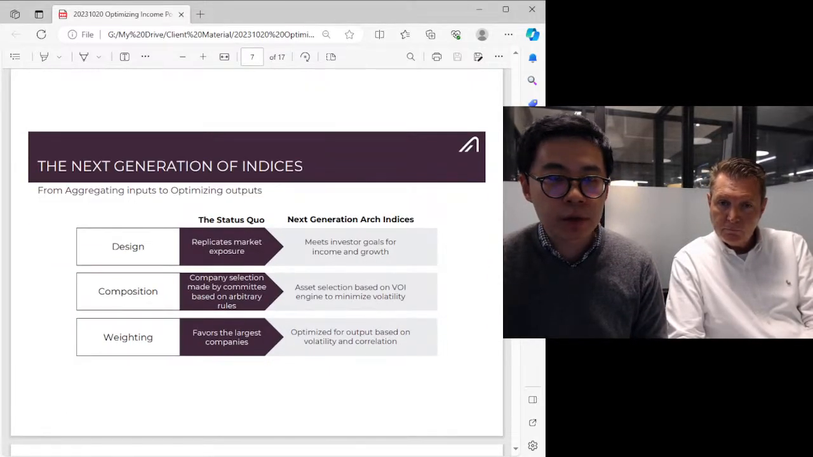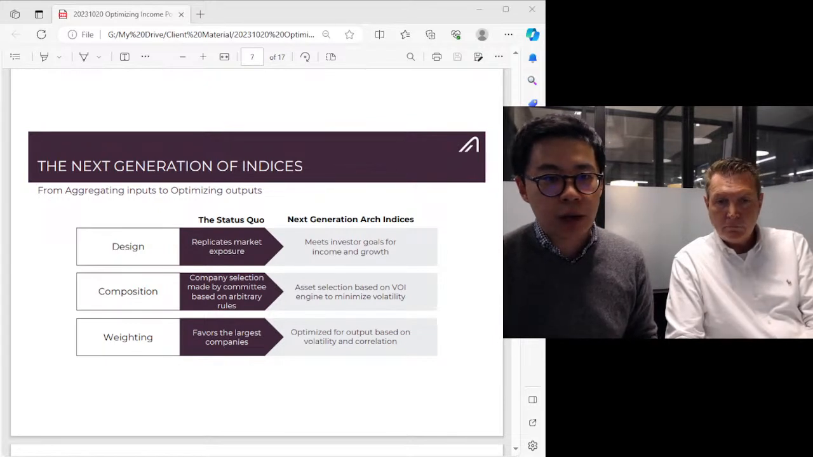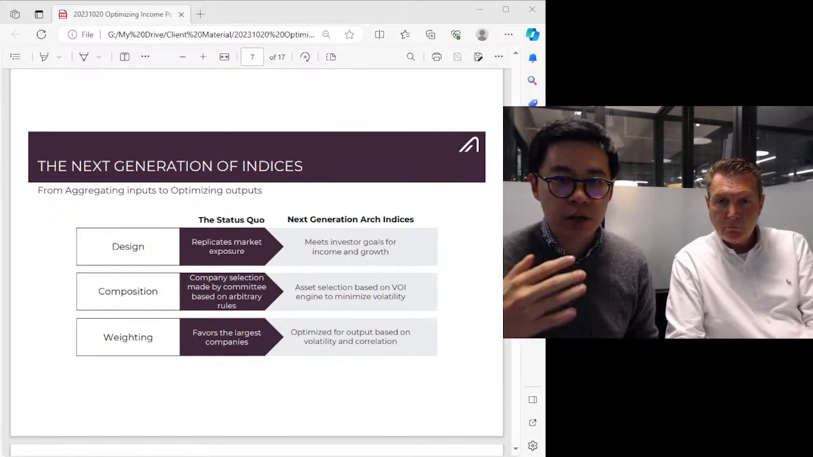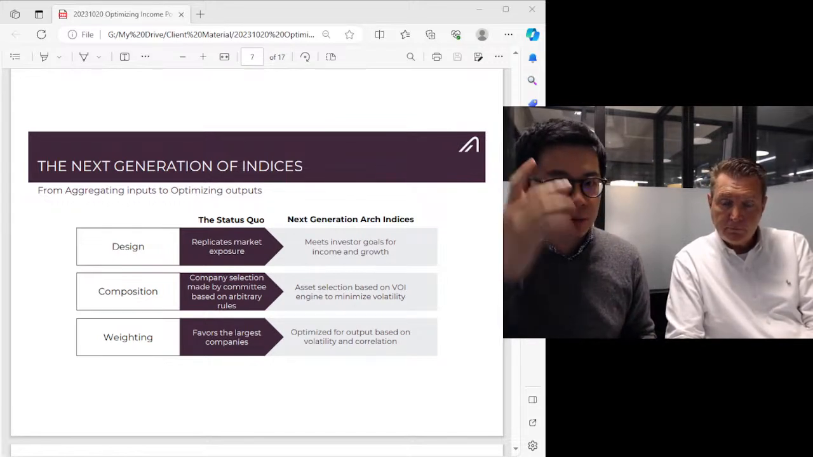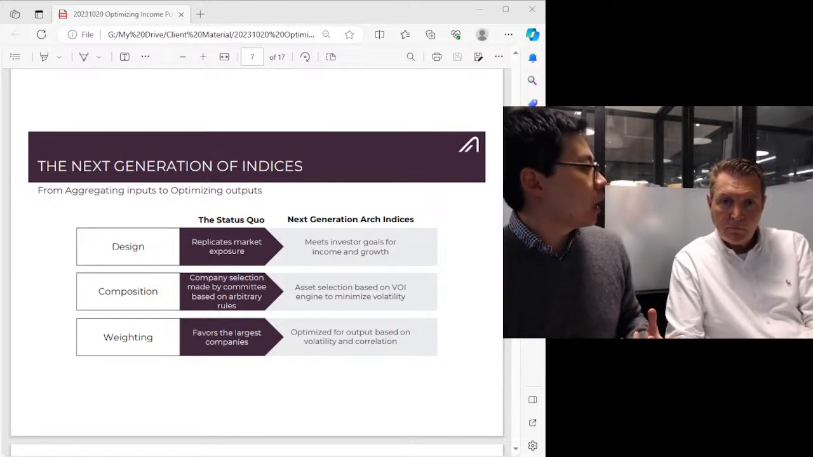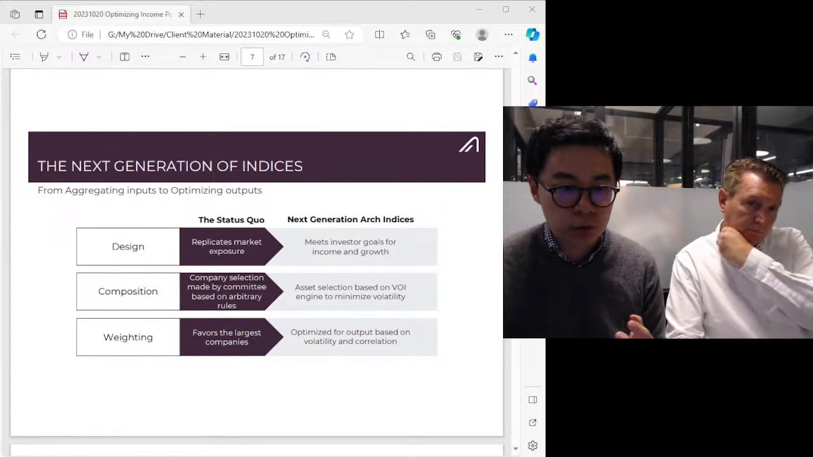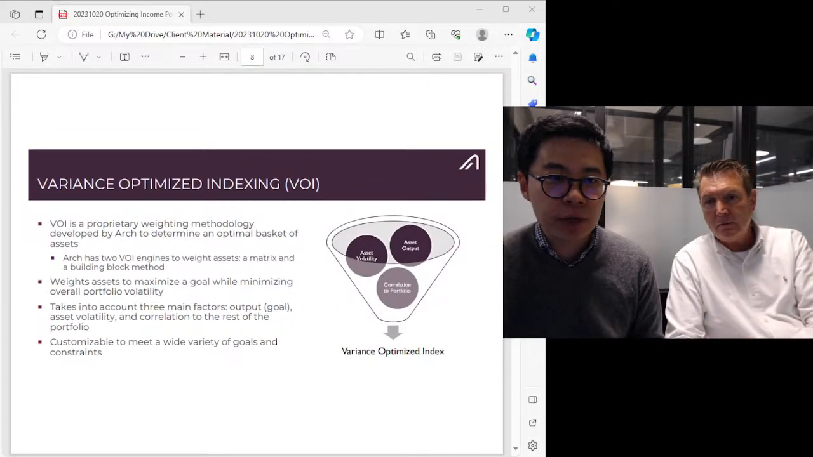The next generation of indices for us is about going from aggregating inputs to optimizing an output. So what does that mean? Instead of replicating market exposure, we want to meet an investor goal. Instead of having an arbitrary way of picking companies, we want to have an asset selection that is transparent and designed to reduce volatility through our VOI engine. And instead of a market cap or equal weight, we want the output to be optimized for both volatility and correlation. Okay. Now back to your original question, VOI.